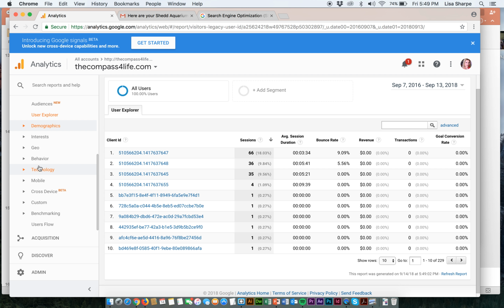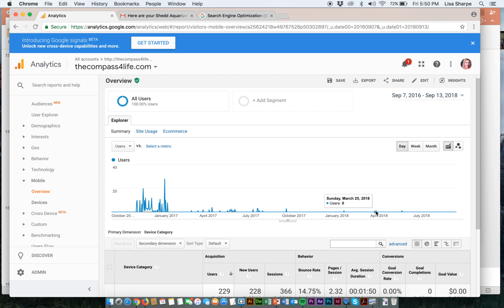What type of technology they're using, their behavior, their interests. And one thing, technology is kind of interesting. How many people are accessing this on a mobile device? Let's take a look. Lots and lots of people were accessing via a mobile device in 2017, and then things just started to go downhill quickly. So this website probably needs a serious overhaul, and it probably needs some updating and social sharing.